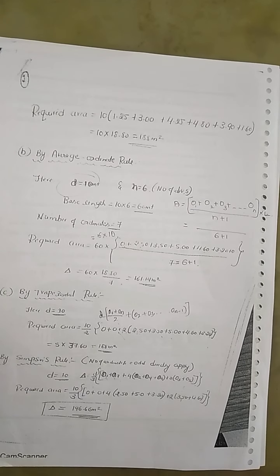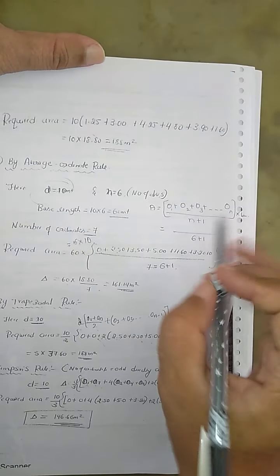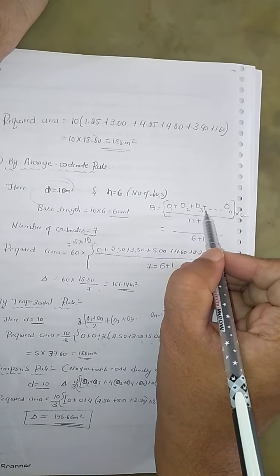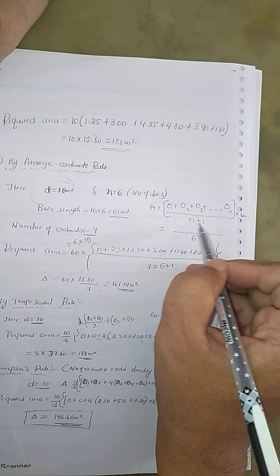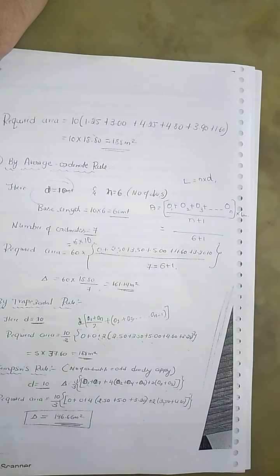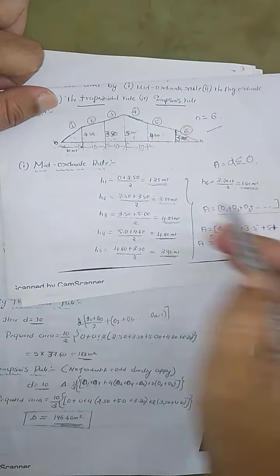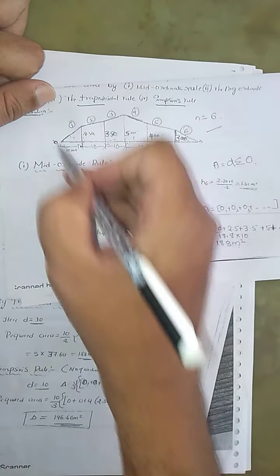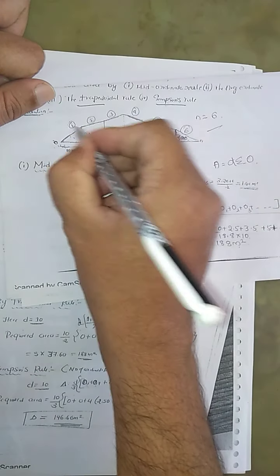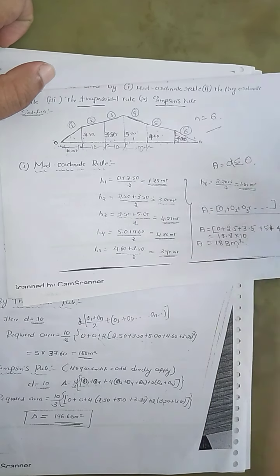Now we will utilize the average ordinate rule. What is the formula? A is equal to (O1 plus O2 plus O3 till On) divided by (n plus 1) into L. Here L stands for n into D. Now in this problem, first you need to see how many divisions there are. So this stands for 1, area 1, area 2, area 3, 4, 5, 6. So n is equal to 6.